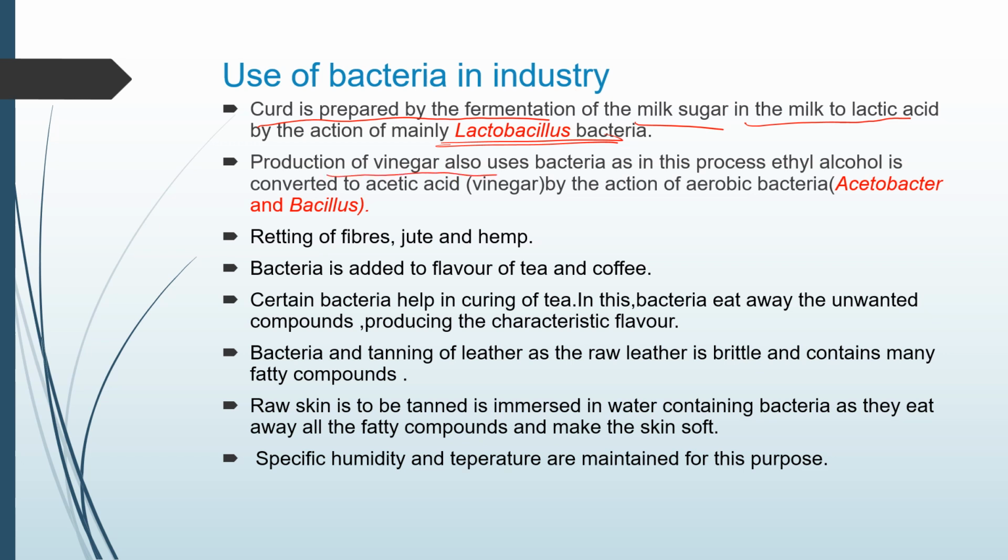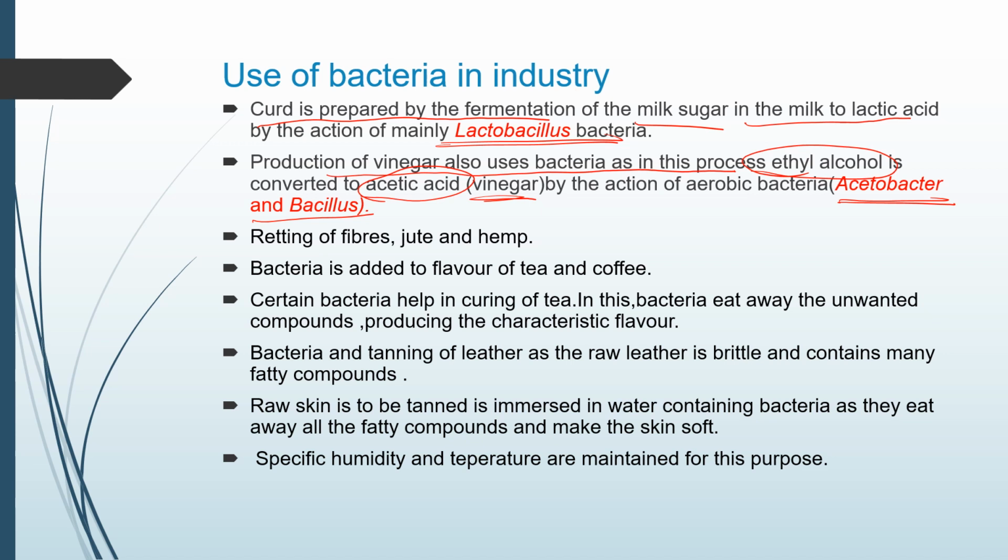Now bacteria are also used in vinegar production, where ethyl alcohol is converted into acetic acid, or vinegar, by the action of acetobacter and bacillus. The conversion of ethyl alcohol to acetic acid, which is vinegar, is also done by the use of bacteria, and the names of the bacteria are acetobacter and bacillus. So these are the uses of bacteria in industry.